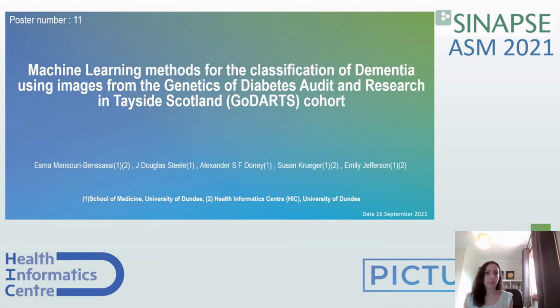Hello, my name is Esma. This study is part of a larger project on the application of machine learning techniques for the prediction of dementia using routinely acquired NHS data.